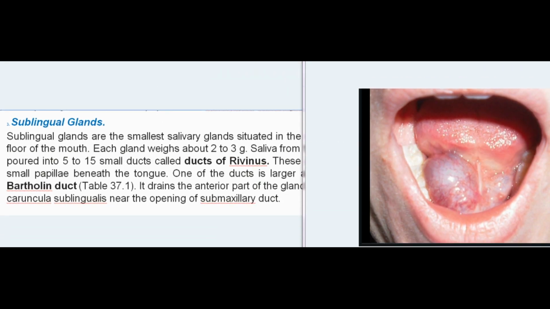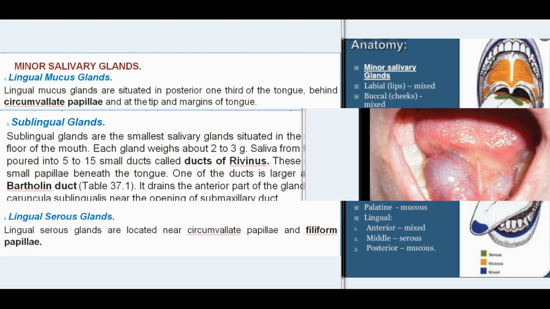Sublingual glands. Sublingual glands are the smallest salivary glands situated in the mucosa at the floor of the mouth. Each gland weighs about 2 to 3 g. Saliva from these glands is poured into 5 to 15 small ducts called ducts of Rivinus. These ducts open on small papillae beneath the tongue. One of the ducts is larger and it is called Bartholin duct, Table 37.1.